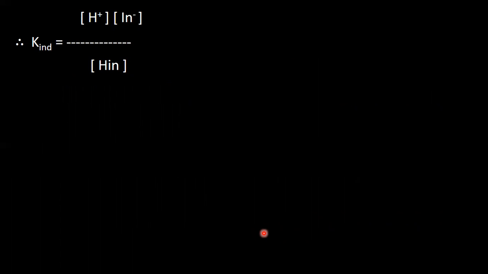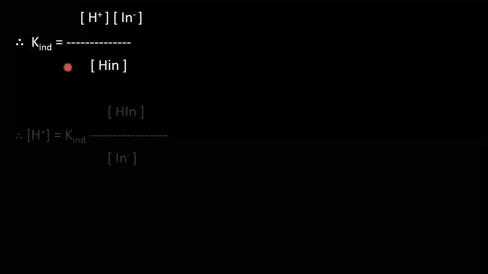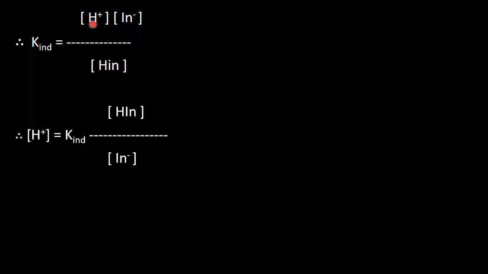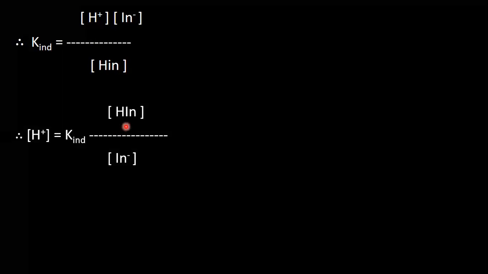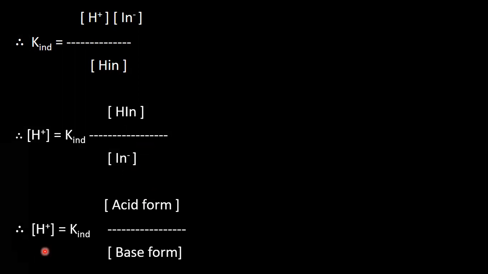Now we will rearrange this equation. हे equation rearrange केलं तर काय मिळेल आपल्याला? Therefore, the ionic form and molecular form I will take to the left side. Then I will get H plus, the concentration of hydrogen ion, is equal to the apparent indicator constant into the concentration of the molecular form of the indicator upon the concentration of the ionic form of the indicator. So this is the molecular form and this is the ionic form. So next I can write the concentration of hydrogen ion is equal to the apparent indicator constant into the acid form of the indicator divided by the base form.